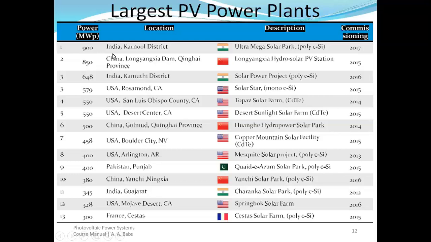All right. So you see that in 2017, we have 900 megawatt, which was the highest then. And then the next is 850 megawatt as of 2017, the second largest, located in China. And then the third is 648 located in India. And then 579, 550 in the United States, different locations in the United States of America, down to 300 megawatt in France. So you can see it is sorted in the order of their size or capacity, the highest being on top and the lowest being at the bottom, 13. So these are the top 13 as of 2017.